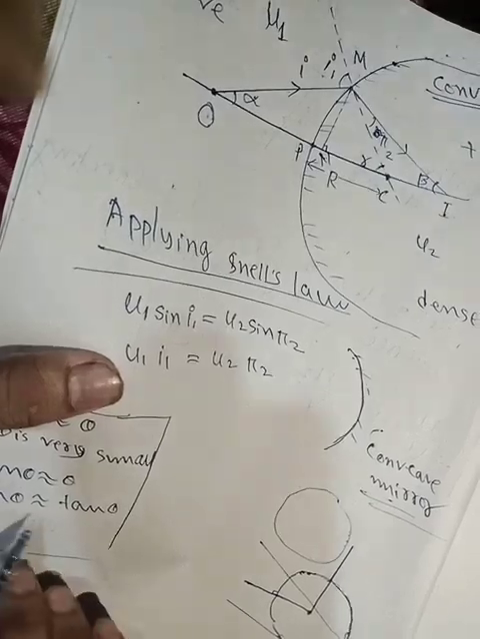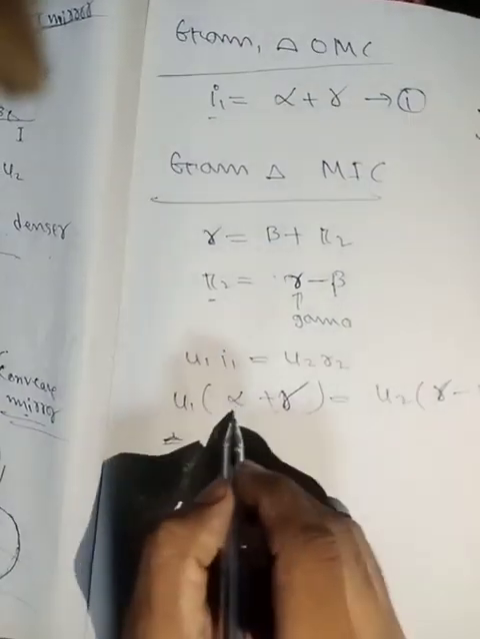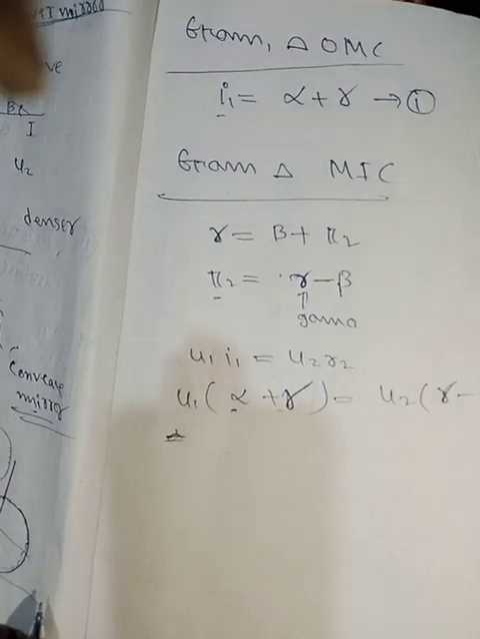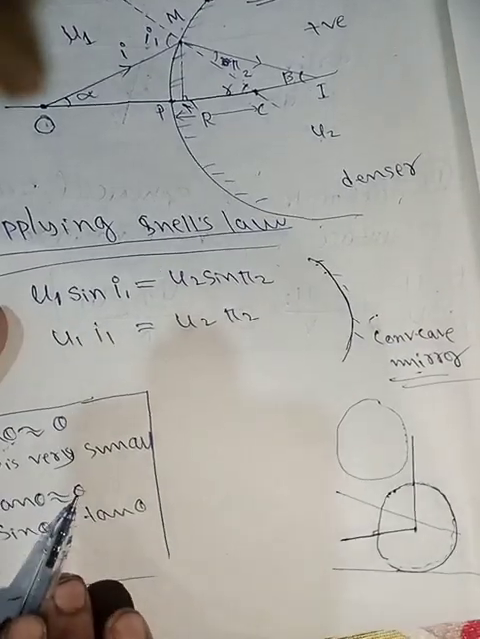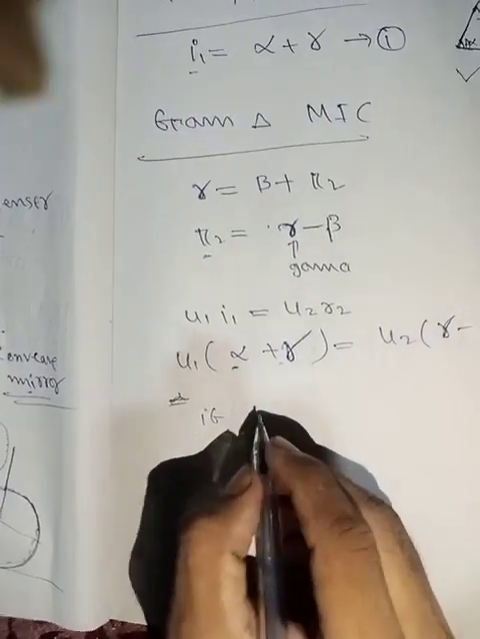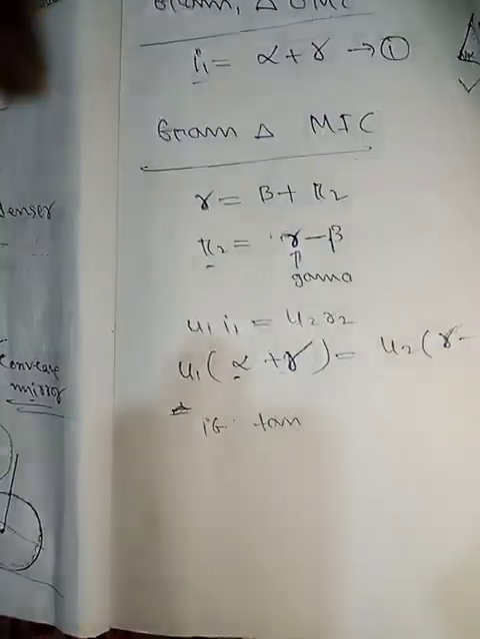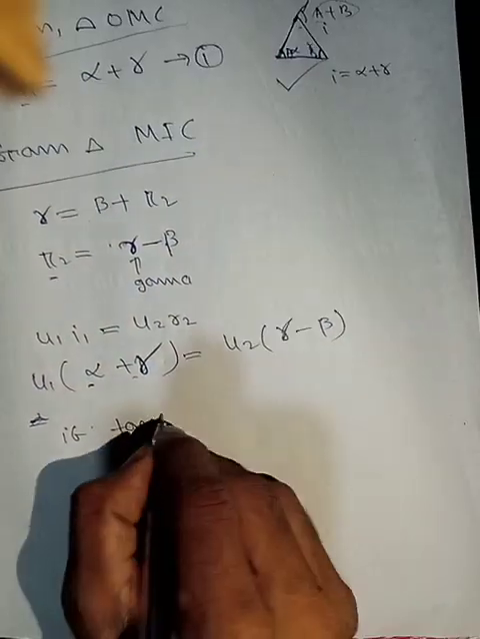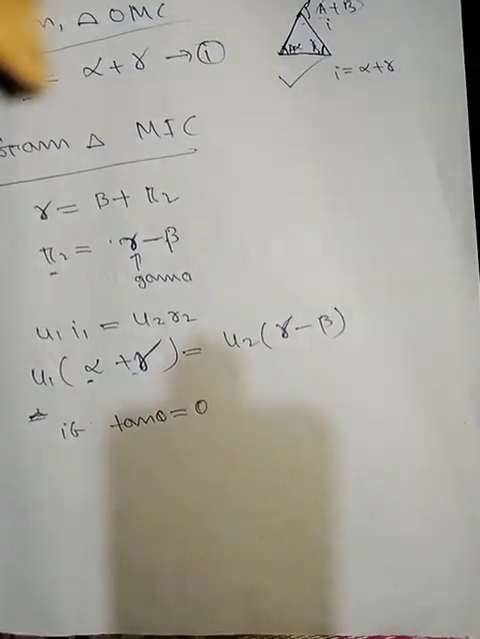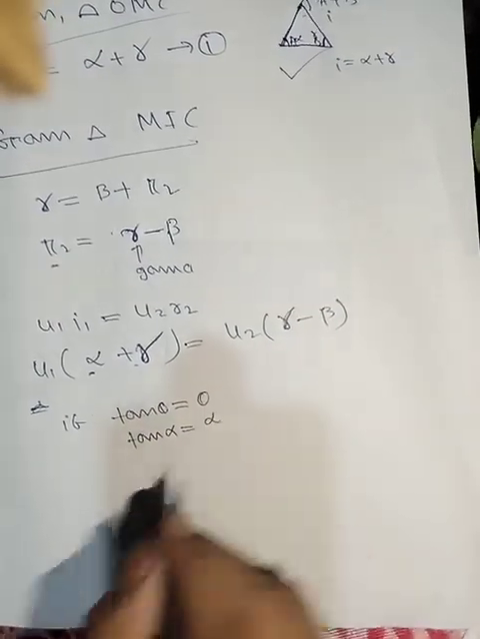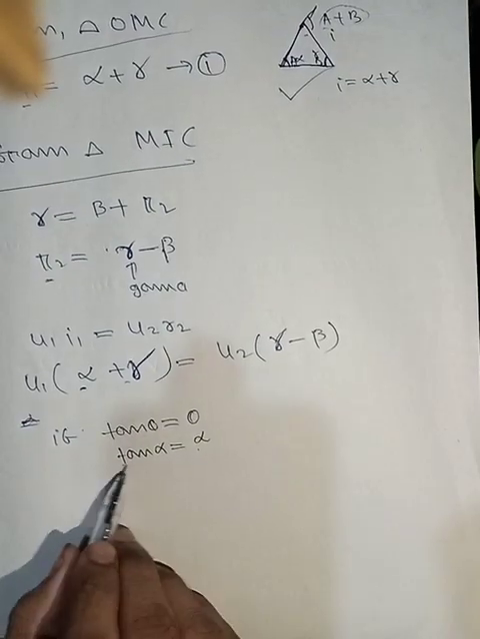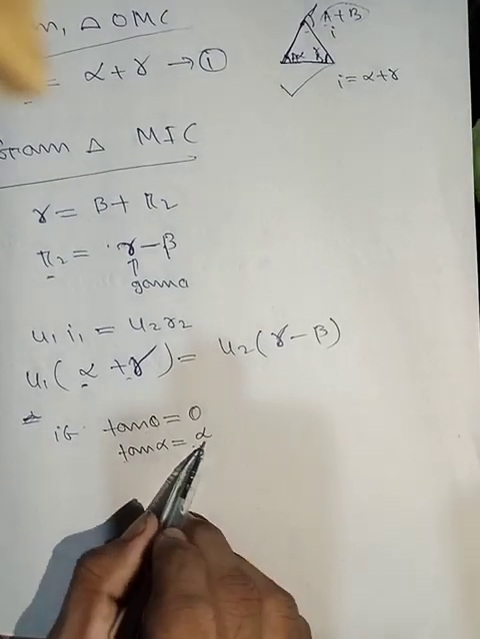Yes or no? Sin theta is equal to tan theta. Similarly, this is a very small angle, like that. This is a very small angle, so theta is nearly equal to tan theta. Here you need to remember that if tan theta is equal to theta, then tan alpha is equal to alpha. Then you can put the value of alpha here.